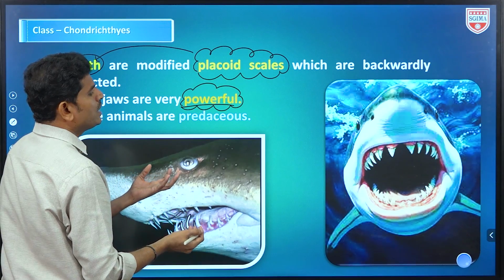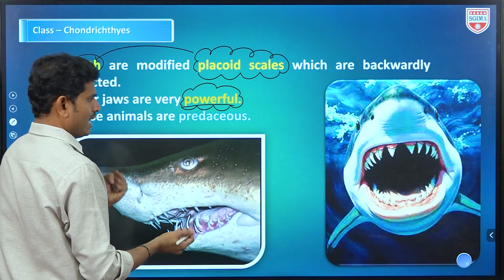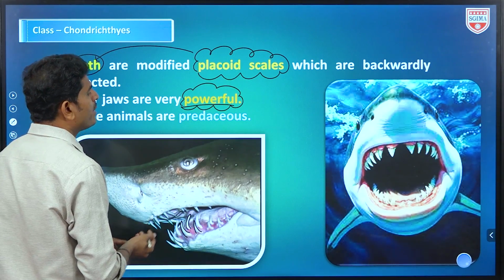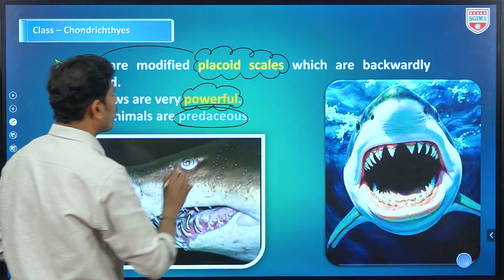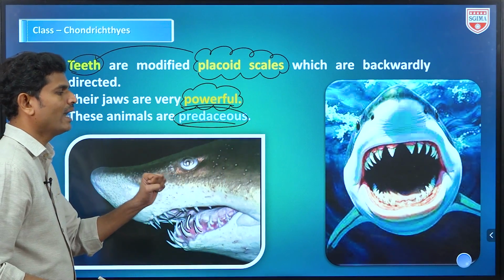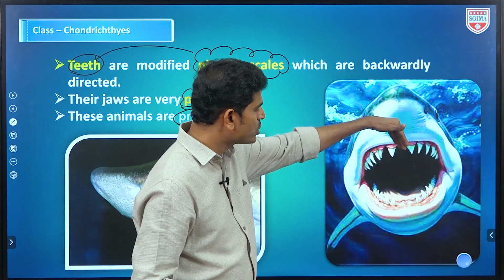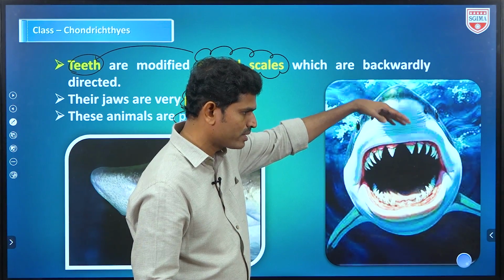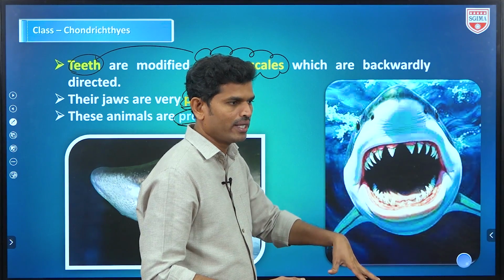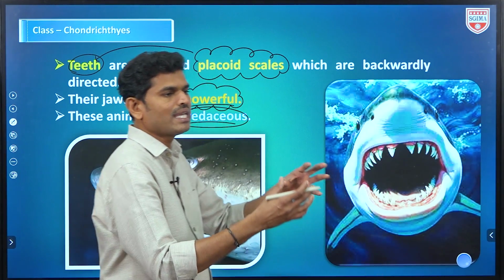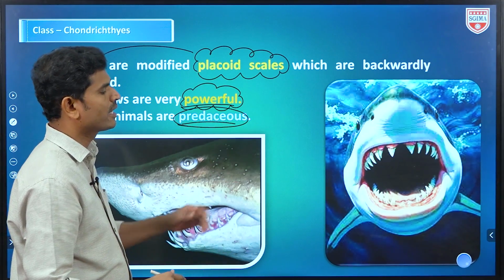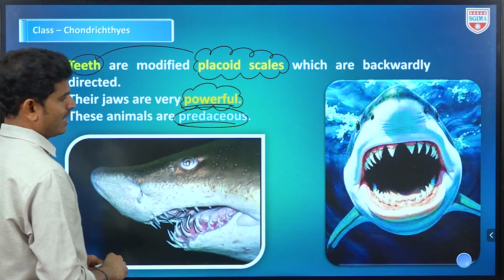Okay, backwardly bended modified scales, that is teeth, and powerful jaw bones. These two make these organisms strong, powerful predators. Once they catch any organism, these powerful teeth and jaw bones push and penetrate the teeth into the body, and that will squeeze the organism and easily kill it, and they eat it. These are predaceous, purely carnivorous organisms.